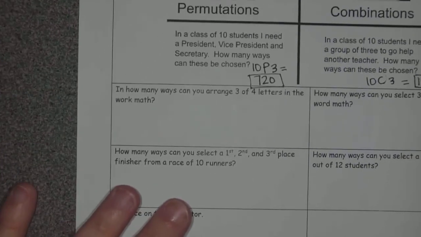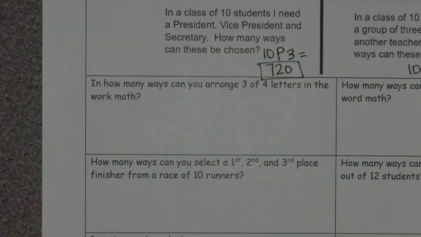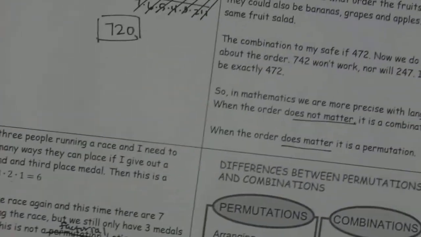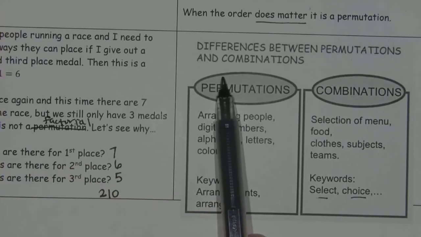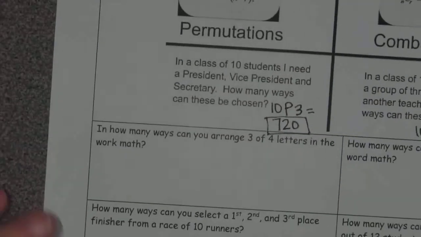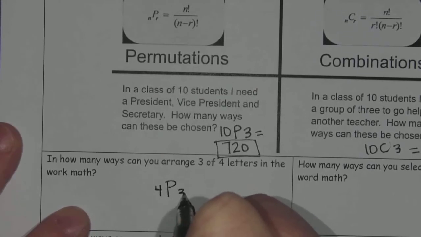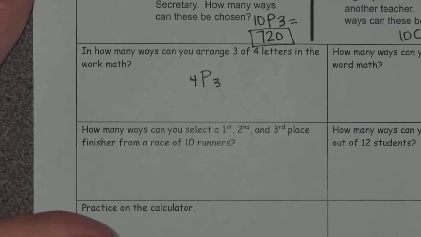So let's do some of these examples and see if you can figure out if they're permutations or combinations. In how many ways can you arrange 3 of 4 letters in the word math? It said the word arrange. Does anybody remember on my little cheat sheet that arrange falls under permutations? So we're going to do a permutation: 4 letters taken 3 at a time. You just have to punch that in your calculator.